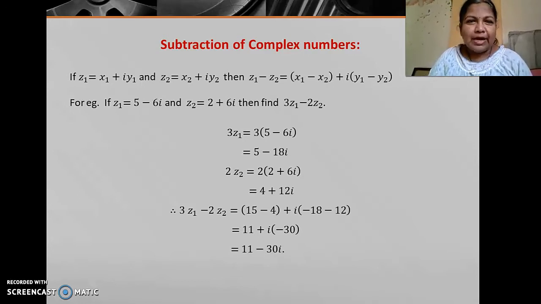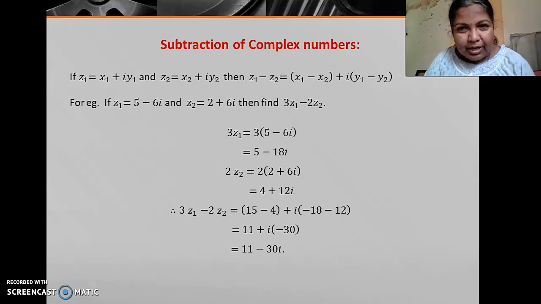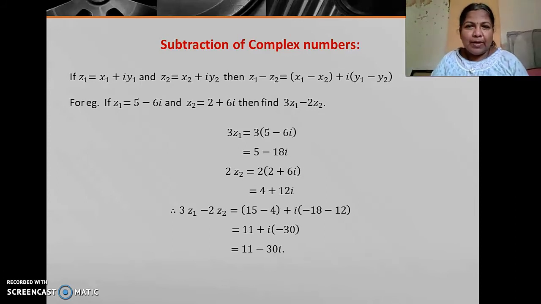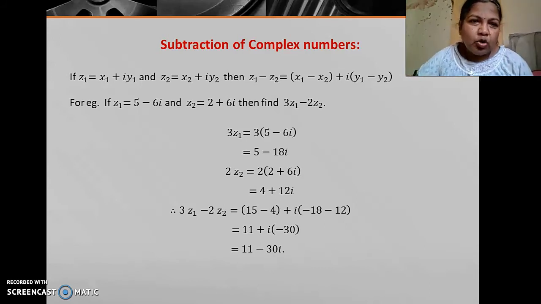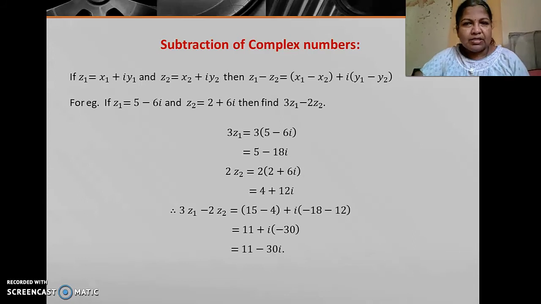Subtraction of two complex numbers. The first complex number is x1 plus iy1, and the second is x2 plus iy2. The difference is x1 minus x2 and y1 minus y2. This is the natural way to subtract two complex numbers. Now we are subtracting two complex numbers, for example 3z1 and 2z2.